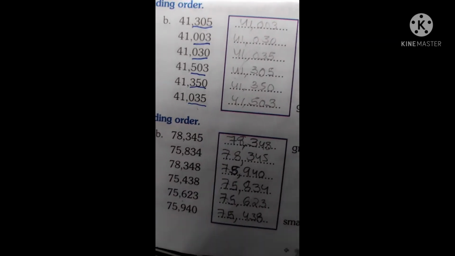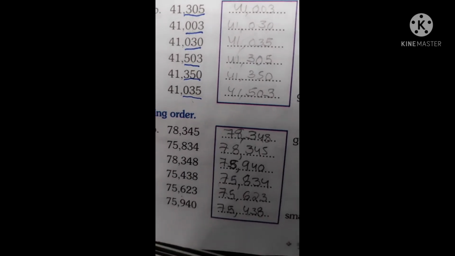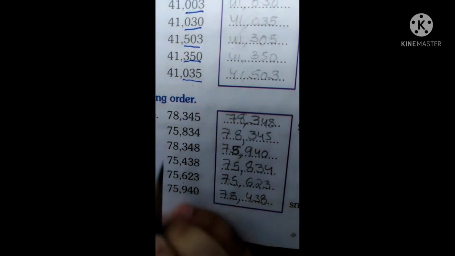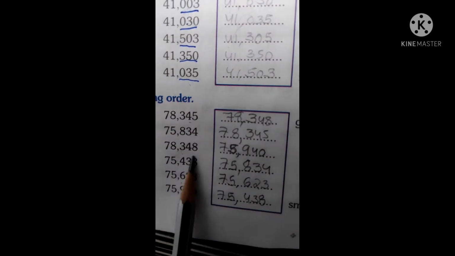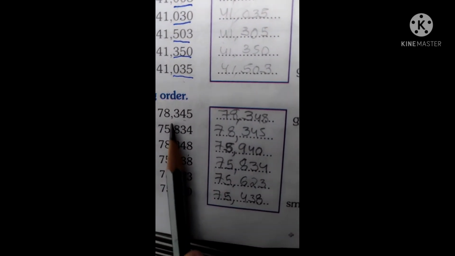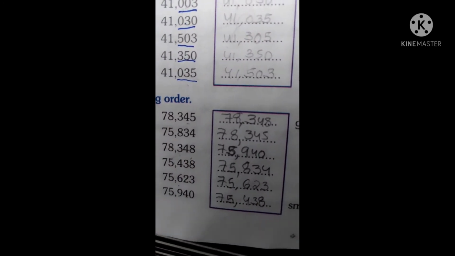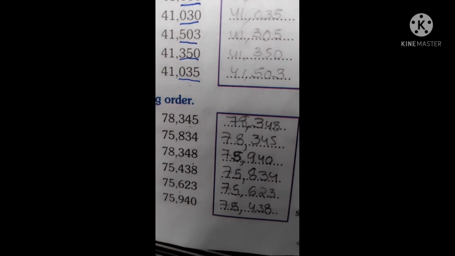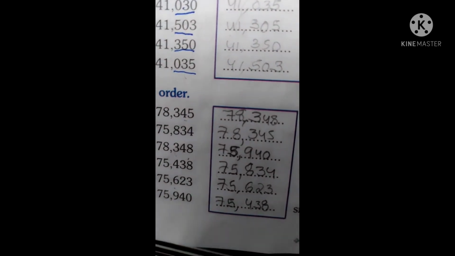So here 7 10,000s are there, so it is the same. So check thousands place, hundreds place, tens place, ones place. So let's check. So here 2 8s are there. So which is the biggest number here? 3, 4, and here 5 is less than 8. So our first answer is 78,340. And next one 78,345. So here 4 75s are there. So let's check. 8, 4, 6, 9. So the biggest number is 9.